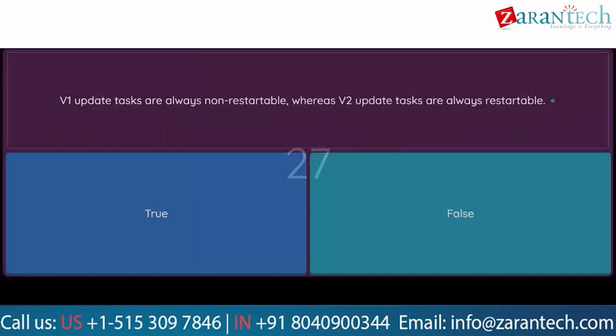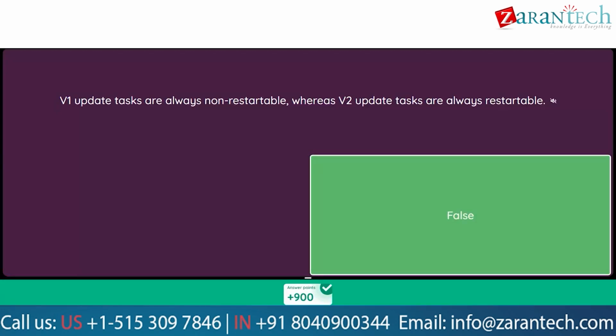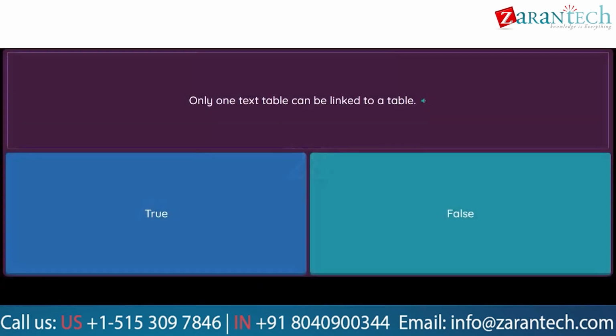Question: V1 update tasks are always non-restartable, whereas V2 update tasks are always restartable. Option 1 true. Option 2 false. Question: only one text table can be linked to a table. Option 1 true. Option 2 false.